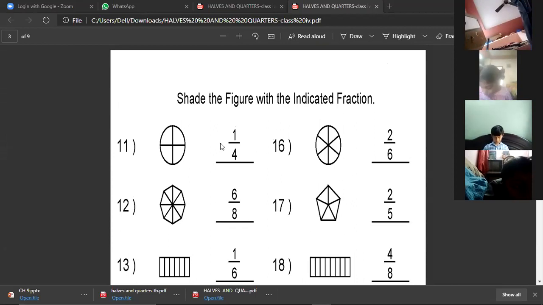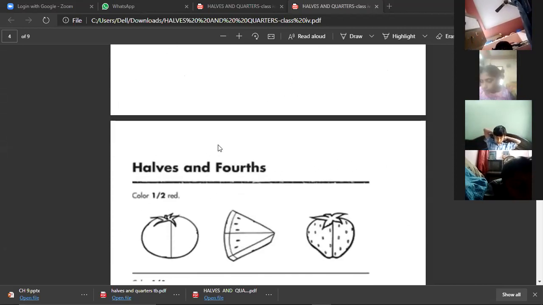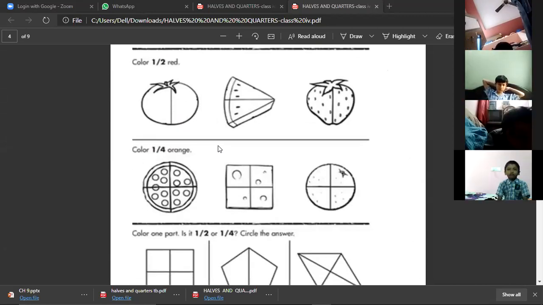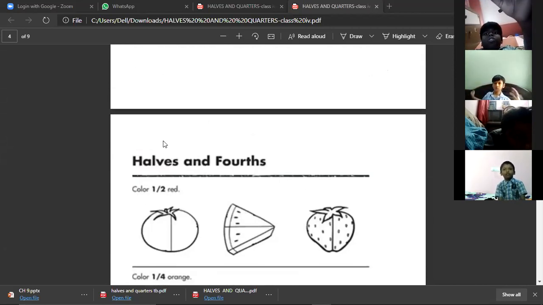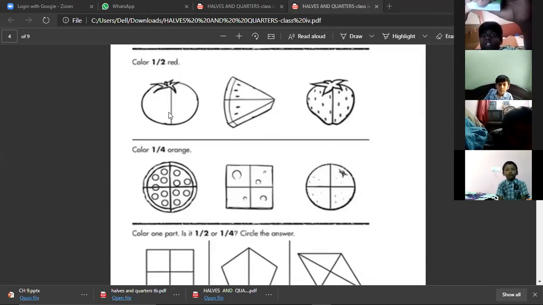So use color pencils or sketch pens. Do it neatly. Okay. See, these are the examples given. You have to color. Here one tomato is there. 1 by 2 part is to be colored. Half of the tomato is to be colored. Here, one fruit is there. Slice of a fruit. Half of the fruit is to be colored. Strawberry. Half of the part is to be colored.